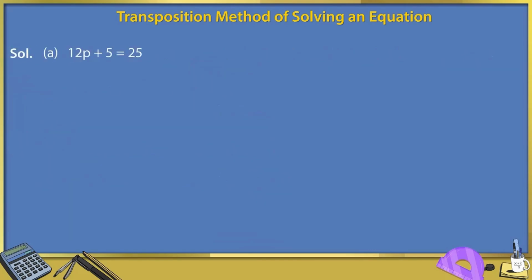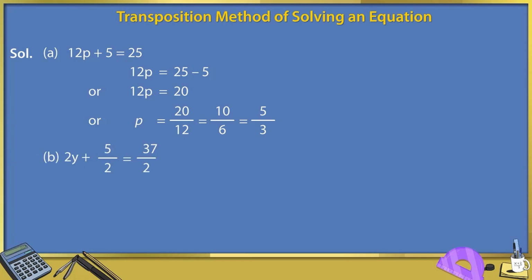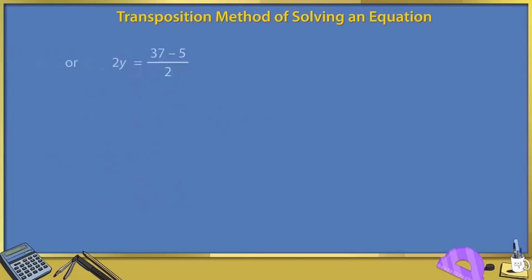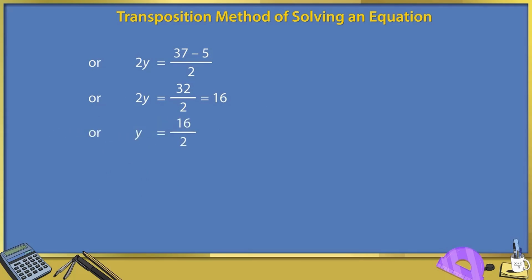Solution. A. 12p plus 5 is equal to 25, or 12p is equal to 25 minus 5, or 12p is equal to 20, or p is equal to 20 by 12, which is equal to 10 by 6, which is equal to 5 by 3. B. 2y plus 5 by 2 is equal to 37 by 2. 2y is equal to 37 by 2 minus 5 by 2, or 2y is equal to 37 minus 5 by 2, or 2y is equal to 32 by 2, which is equal to 16, or y is equal to 16 by 2, y is equal to 8.